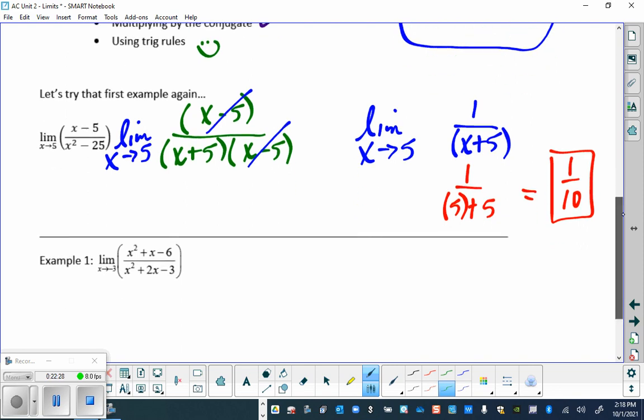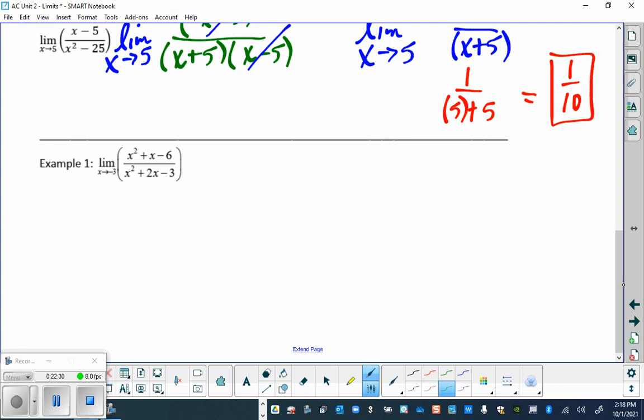All right, so let's work through some examples. Take a look at number 1. I don't see any common denominators that I'm going to have to add. I don't see any need for the conjugate, and I don't see any trig rules, so it's got to be what? Yeah, so go ahead and factor this and substitute in and see if you can figure out our limit.